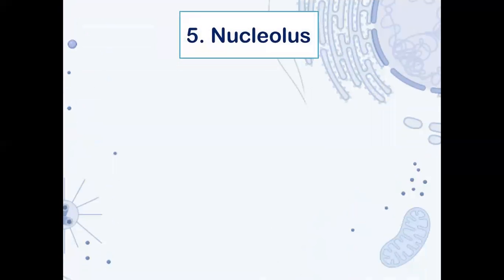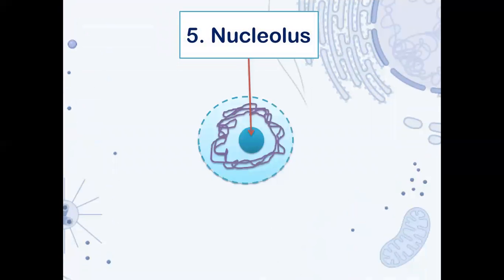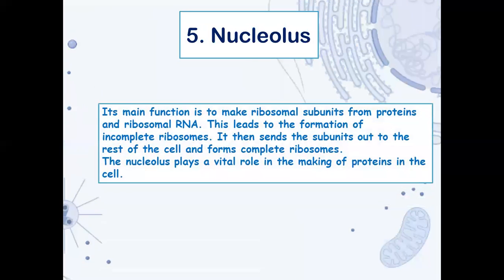The fifth part of the nucleus is the nucleolus, which is the innermost part of the nucleus. Its main function is to make ribosomal subunits from proteins and ribosomal RNA. This leads to the formation of incomplete ribosomes. It then sends the subunits out to the rest of the cell and forms complete ribosomes. The nucleolus plays a vital role in the making of proteins in the cell.